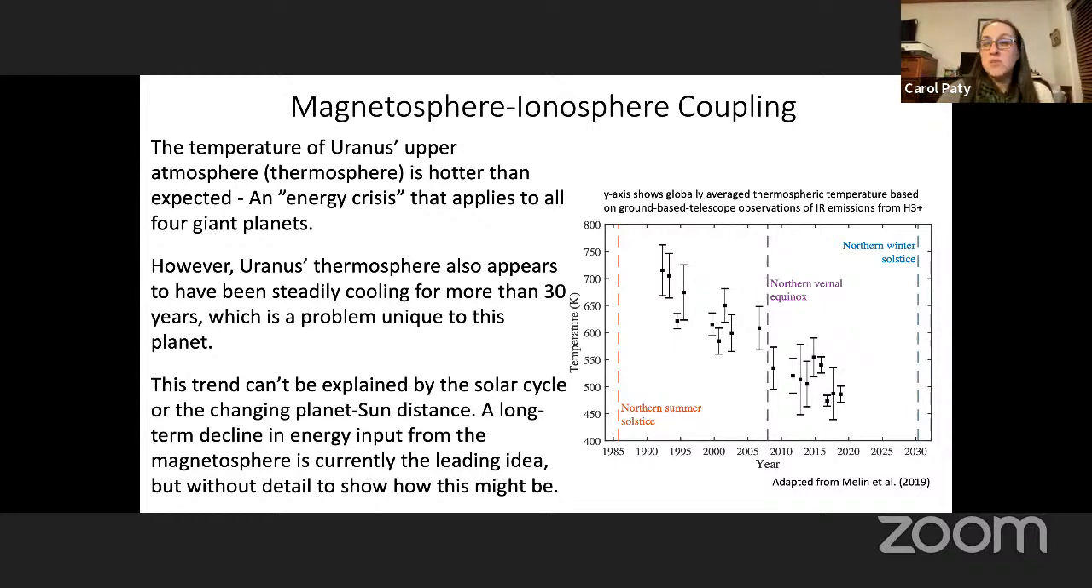variability in the energy input from the magnetosphere, from plasma in the magnetosphere precipitating down and depositing energy into the upper atmosphere of Uranus. So stay tuned on that, because I think there's a lot of really great data we might be able to get even before we send Uranus orbiter and probe there, from maybe JWST, that will help illuminate in more detail the thermal properties of these planetary atmospheres, because it's an infrared telescope.